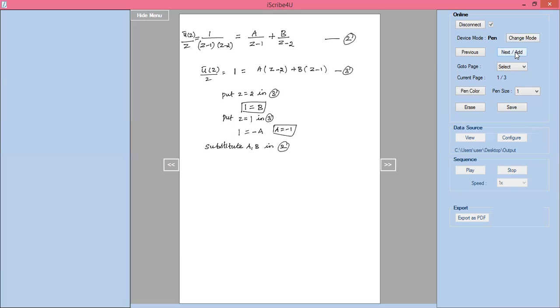We'll substitute in equation 2: u bar of z divided by z equal to 1 divided by (z minus 1)(z minus 2). The value of a should be what? Minus 1. The value of a is minus 1. So minus 1 divided by z minus 1, plus b is nothing but 1 divided by z minus 2.